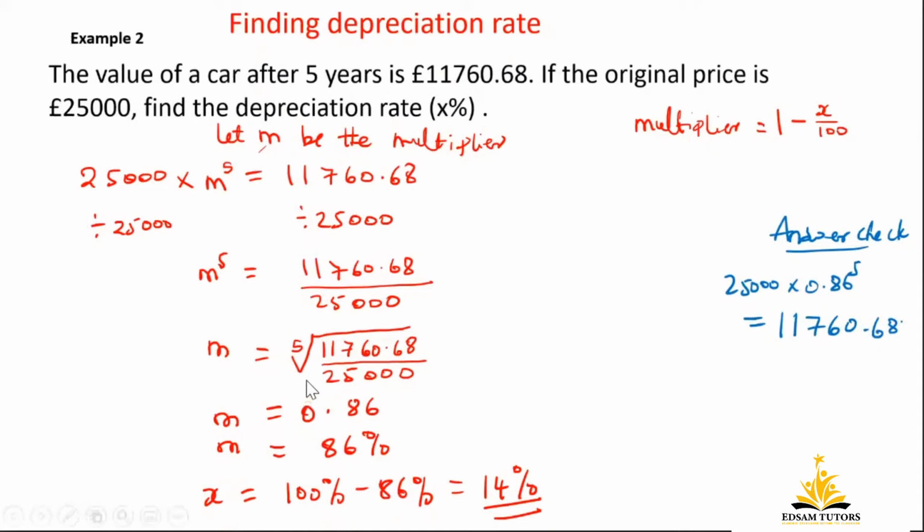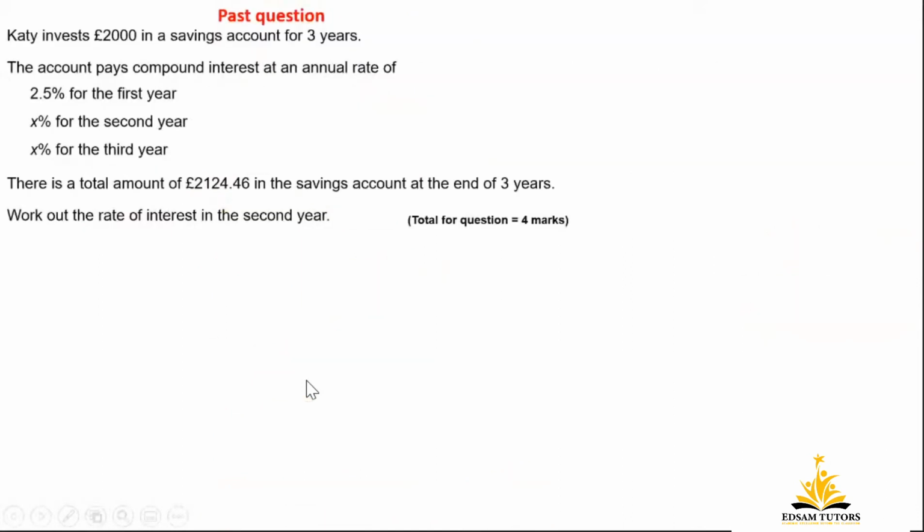Final one, let's look at one lovely GCSE past question. So Katie invests £2,000 in a savings account for 3 years. The account pays compound interest at an annual rate of 2.5% for the first year, and then the second and the third is X. So we need to find the rate for the second and the third. So first of all, let's work the first year.